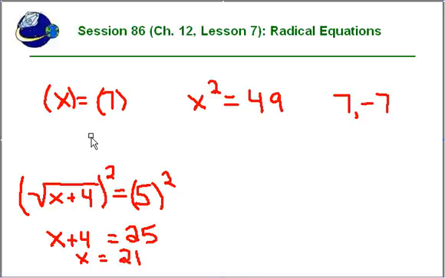Let's go back to our original problem. Remember, our original one did not have the square in it. It was simply the square root of x plus 4 equaling 5. Let's put 21 back in there. 21 plus 4 is 25. What's the square root of 25? 5. Does 5 equal 5? Yes, it does. So x equals 21 is the solution to our radical equation here.